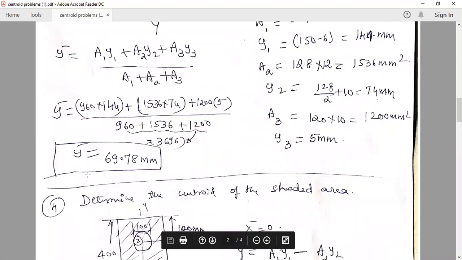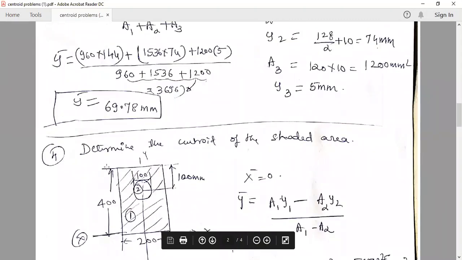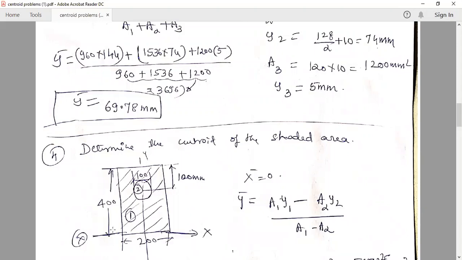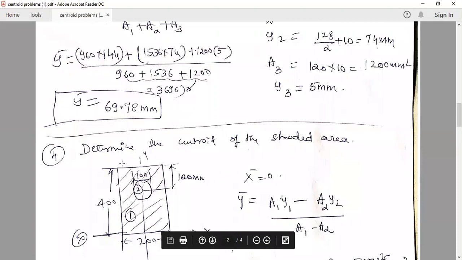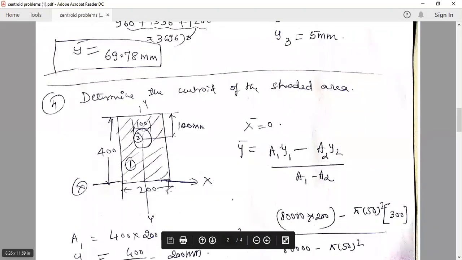Here in this given problem, it is asked to determine the centroid of the shaded area. Now this circle is not shaded, so there is a void area. So you can assume one rectangular plate and in that, a circular hole is made. Assume that one rectangular plate has one circular hole of 100 mm diameter. This rectangle is of size 400 by 200. So here it is asked to determine the centroid of the shaded area. Only this centroid I have to locate.